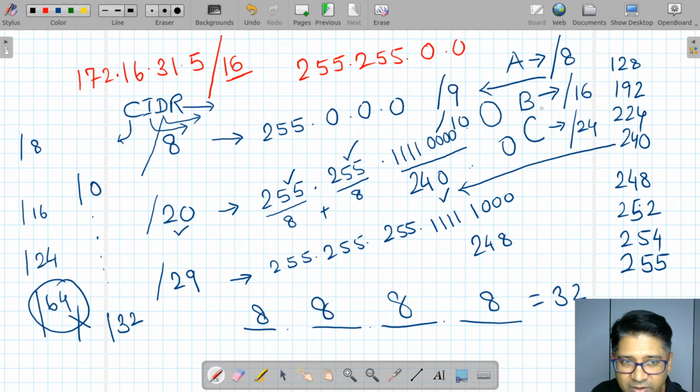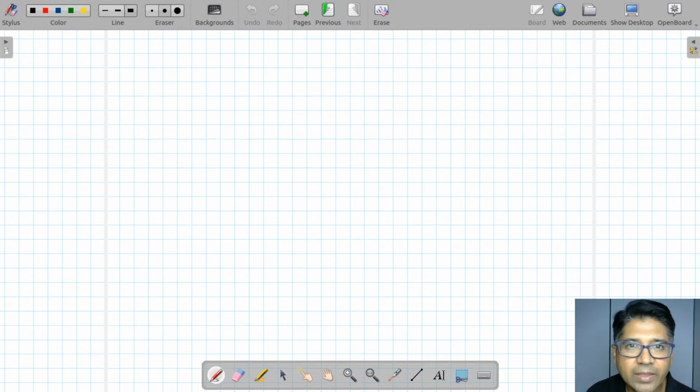Classless Inter-Domain Routing. I will come to the routing part later. In routing they are not going to follow the subnet mask, they're going to bring in classless CIDR. We will see that in upcoming classes. So what is the full form? Classless Inter-Domain Routing. Excellent. Okay, now the next part.